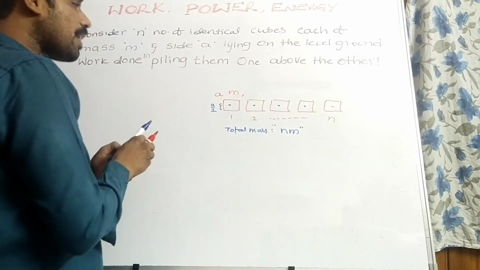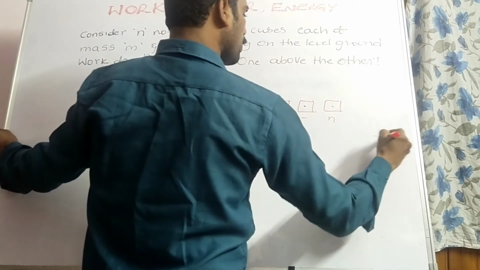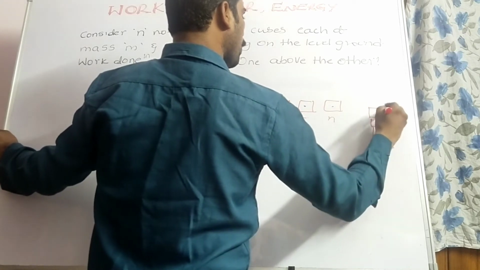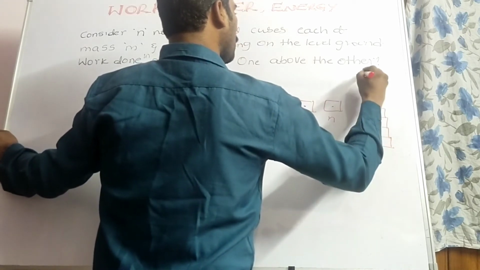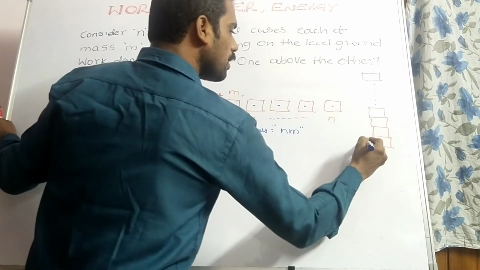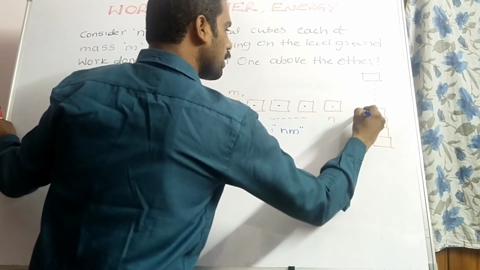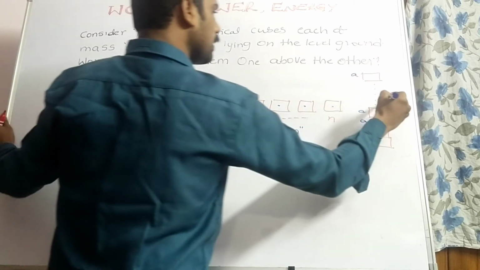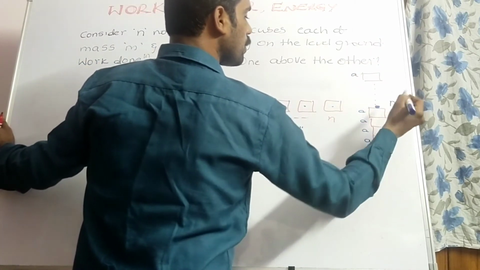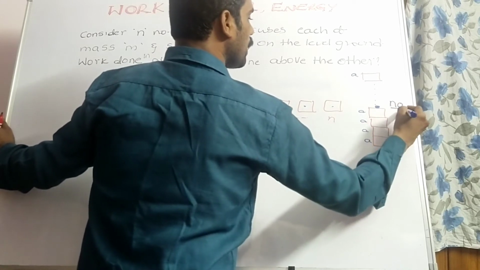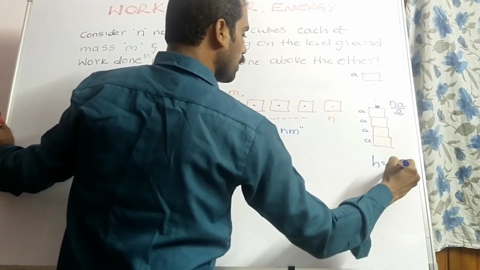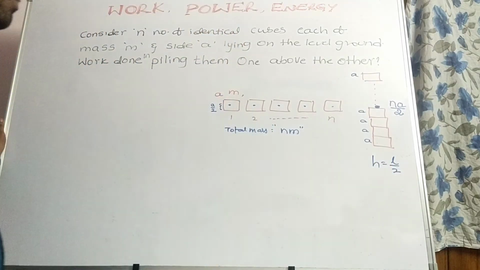Now piling as shown in the figure, one block above the other. Of course, now what will be the height? a, and so on. For that, we consider the center, where n number of blocks is there. So n into a by 2. Why? Because height is equal to length by 2.